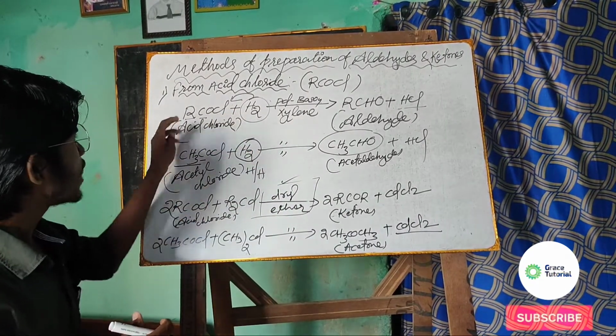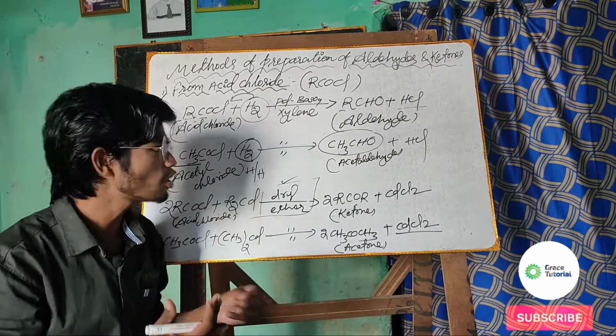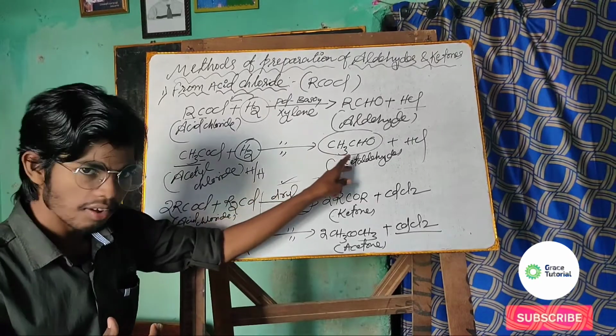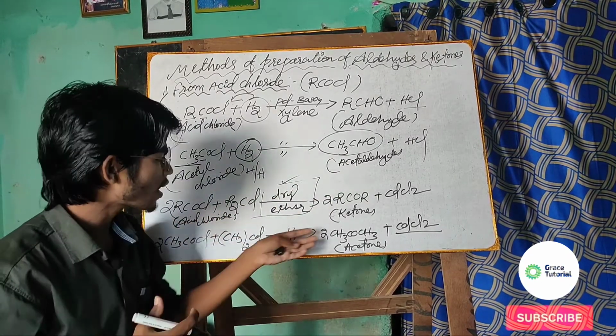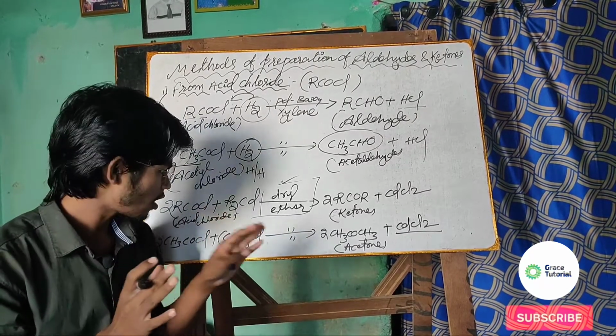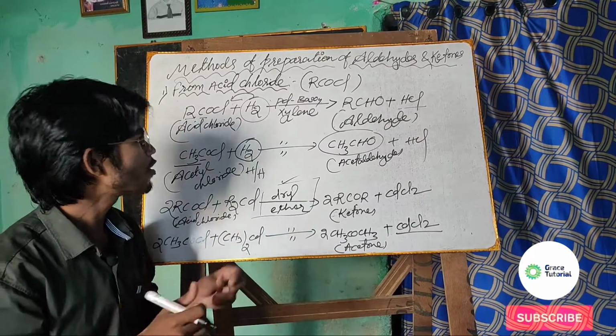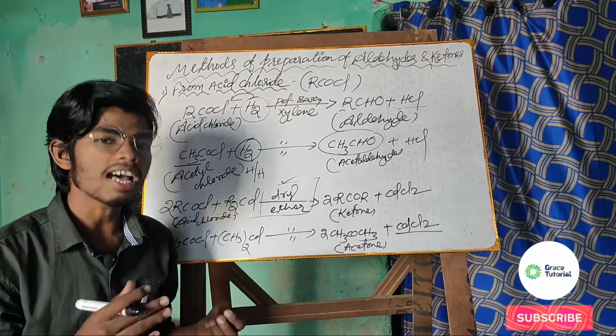So in this way we have the first method, that is from acid chloride, how aldehydes are formed, along with the specific example also given for you. Similarly, how the ketones are formed from the acid chloride, the specific example is also given for you. I hope all of you understood it very well. Now we will move on to the second method, that is by the oxidation of alcohol.